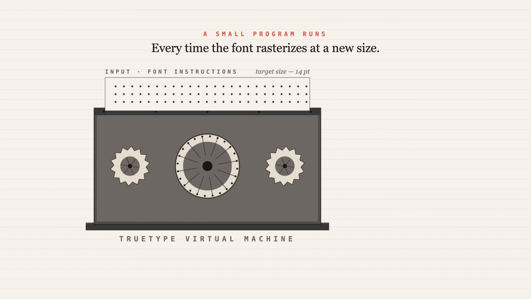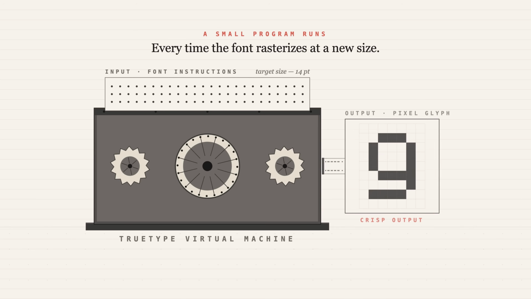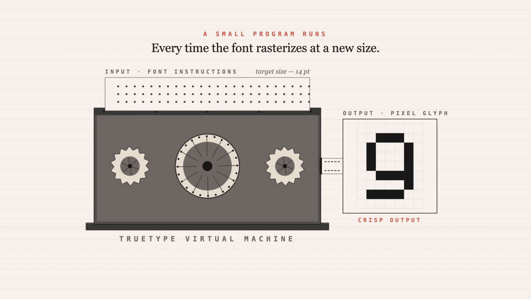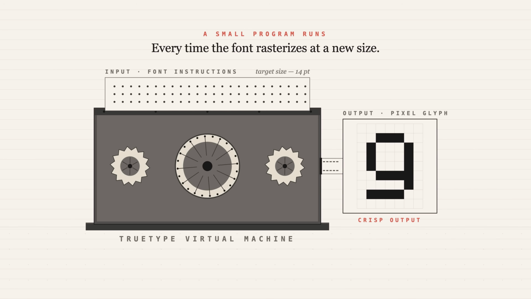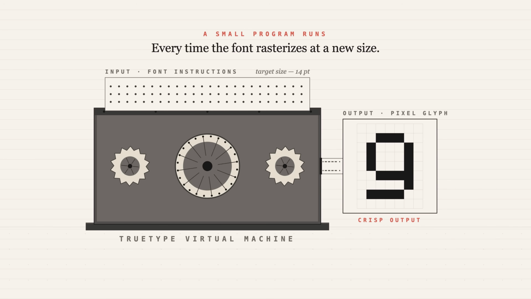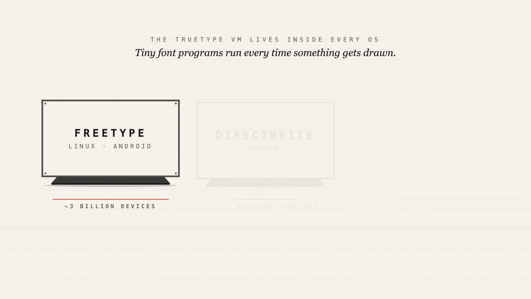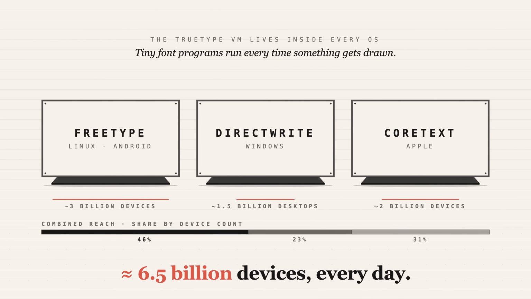TrueType has its own virtual machine, built into the font rendering library of every major operating system: FreeType on Linux and Android, DirectWrite on Windows, CoreText on Apple, running tiny font programs every time something gets drawn at a new size. What those programs do is tell the rasterizer, at this size, snap this stem to a whole pixel, or at this size, thicken this curve so it doesn't disappear. Sometimes the type designer hand codes them, mostly an auto-hinter generates them.